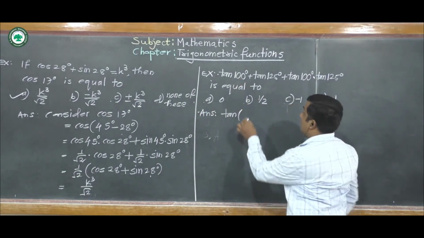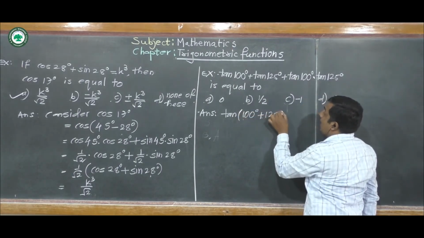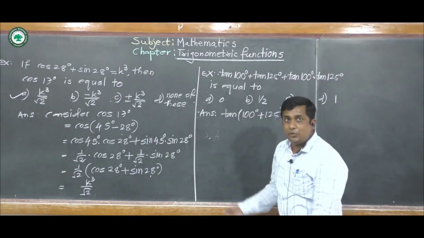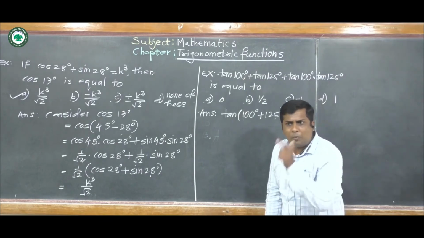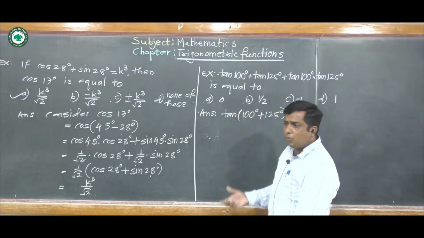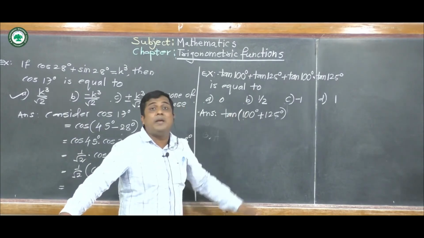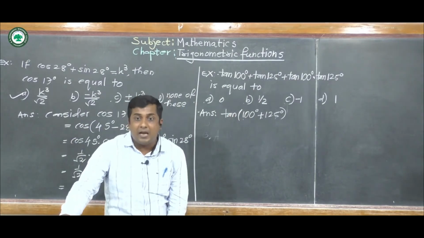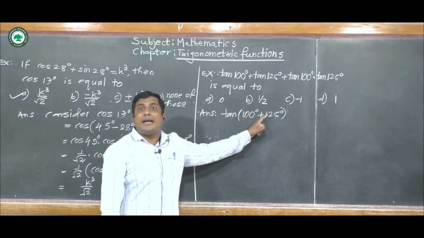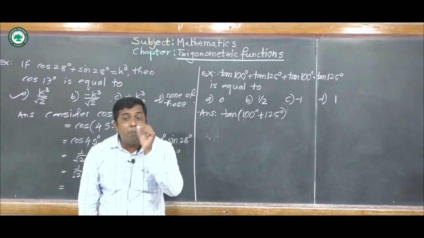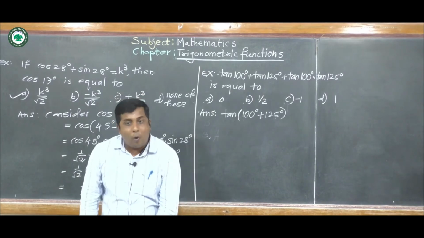First angle is 100, then plus the second angle 125 degrees, and using this we have to find the value for the given expression. Here we know tan of 100 degrees plus 125 degrees. This is of the form tan of A plus B. And we know tan of A plus B is tan A plus tan B upon 1 minus tan A tan B. So we use this formula to find the value.